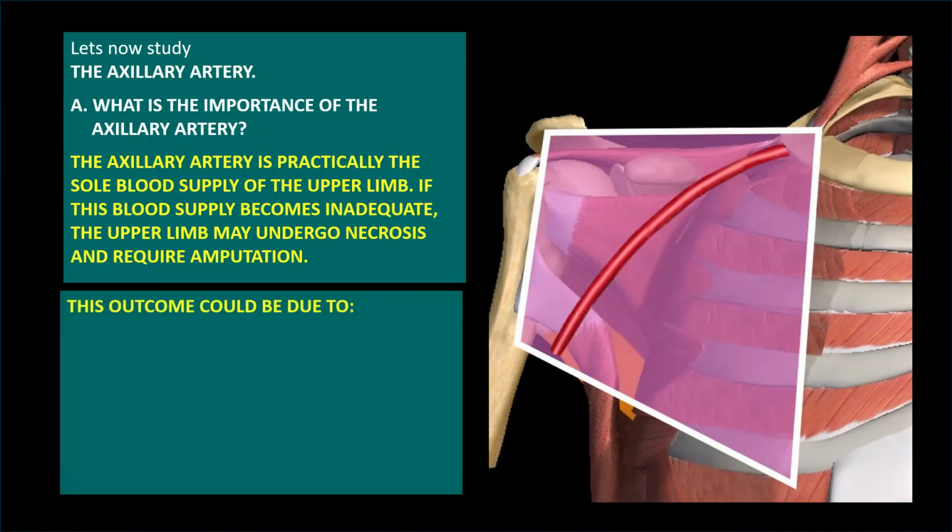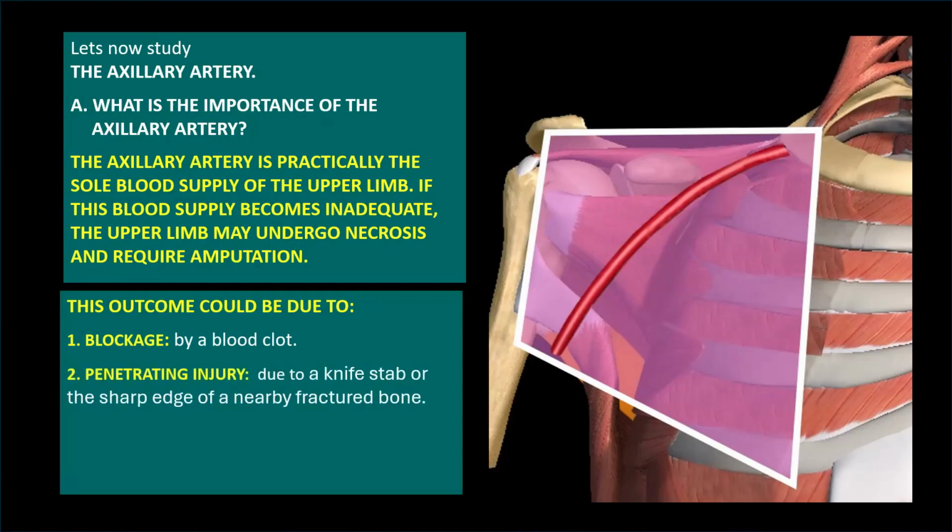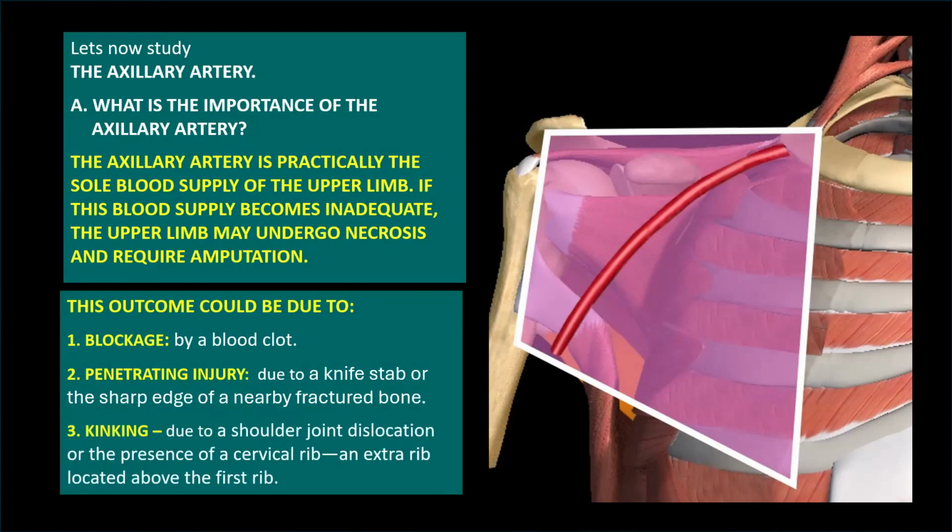This outcome could be due to 1, a blockage by a blood clot, 2, penetrating injury like a knife stab or a sharp edge of a nearby fractured bone, 3, kinking due to a shoulder dislocation or the presence of a cervical rib, that is, an extra rib located above the first rib.